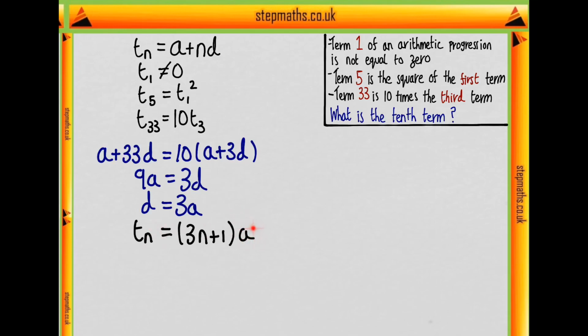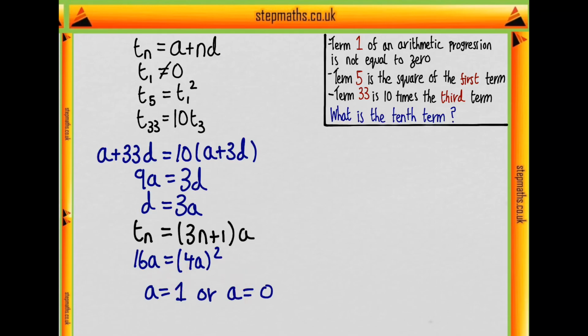So where do we go from here? Well, we've used this, we're going to have to use this, as nasty as the square is, but we'll go through with it. So t5 will be 16a, because it'll be 3 times 5 plus 1, which is 16 times a. And t1, well, 3 times 1 plus 1 is 4, so t1 squared is 4a all squared. So what are our solutions to this? 16a equals 16a squared. Well, we get a equals 1 or a equals 0.